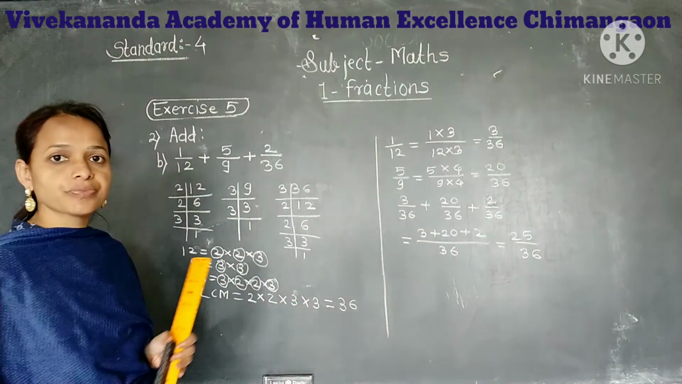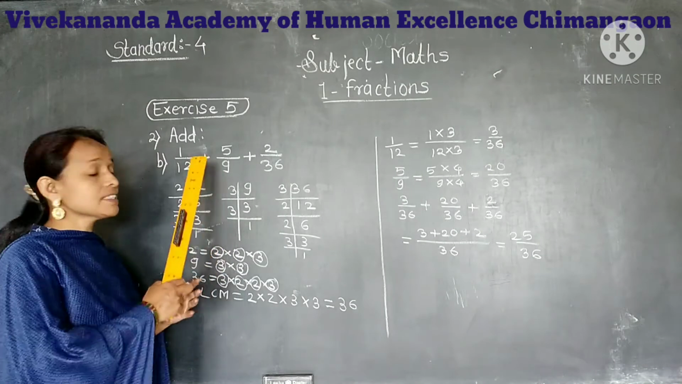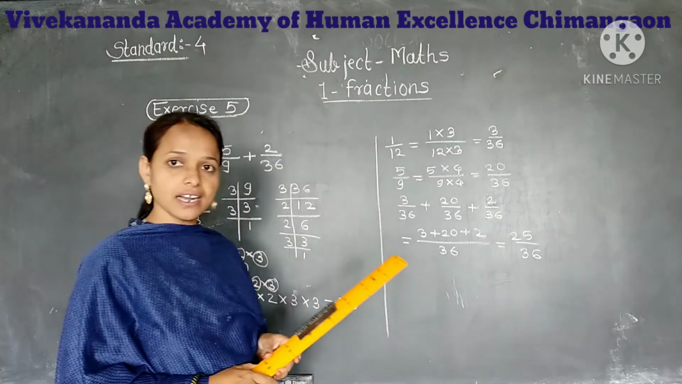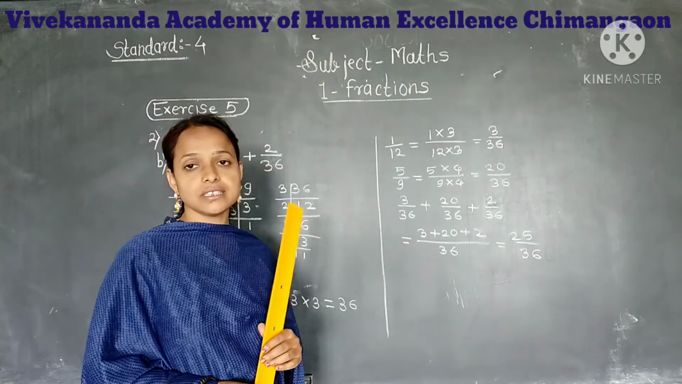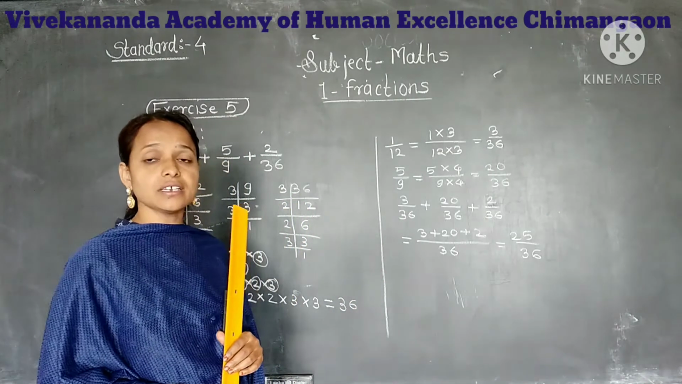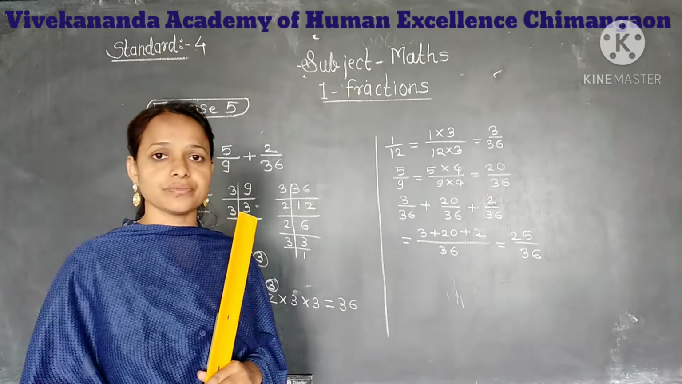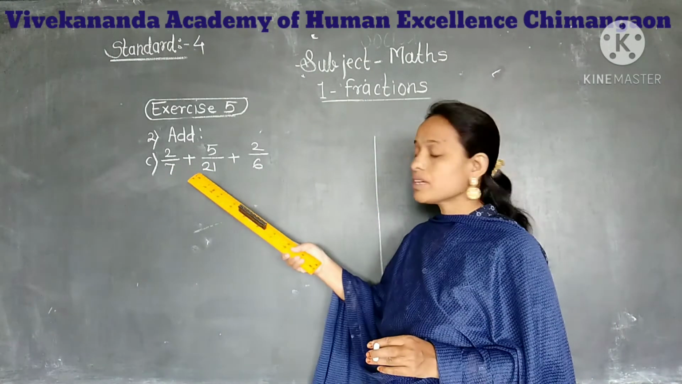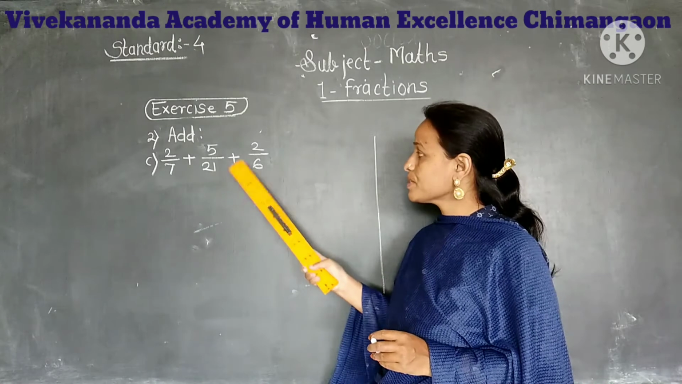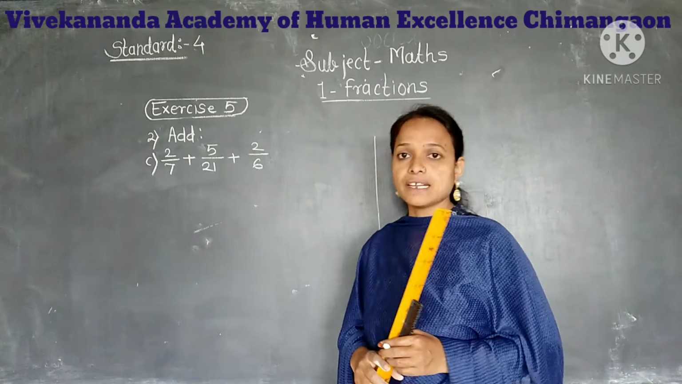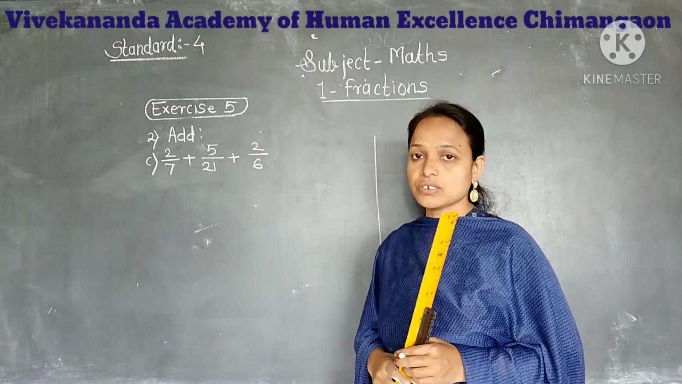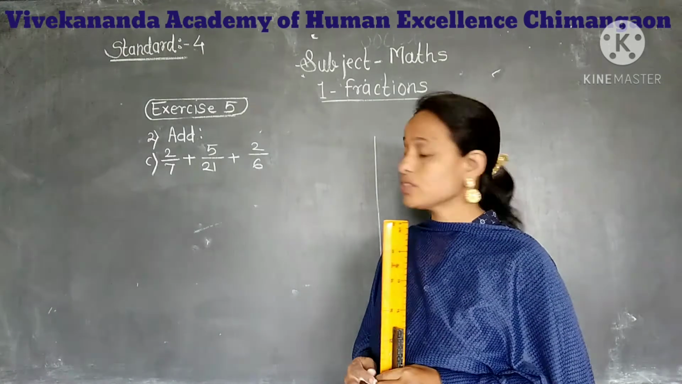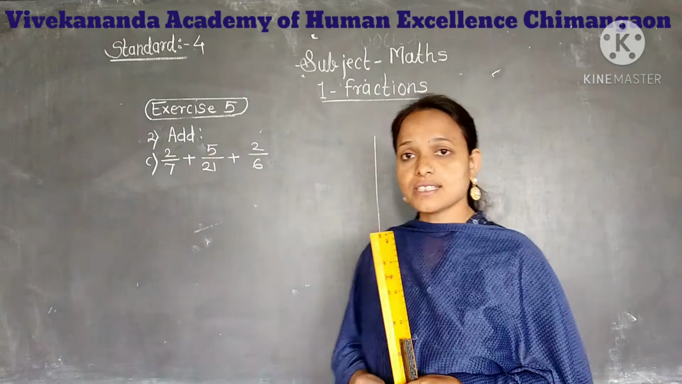So here we first convert unlike fractions into like fractions, then we add, we get 25 upon 36, and these are in lowest terms. Next example, 2 upon 7 plus 5 upon 21 plus 2 upon 6. Now these are also unlike fractions. So first we convert these unlike fractions into like fractions. So we find the LCM.